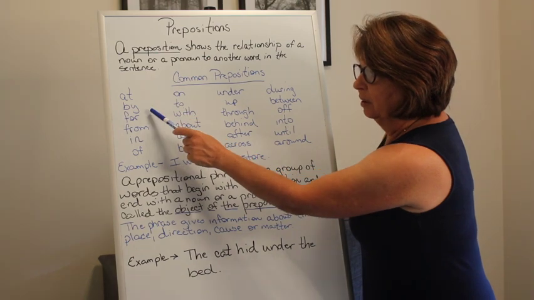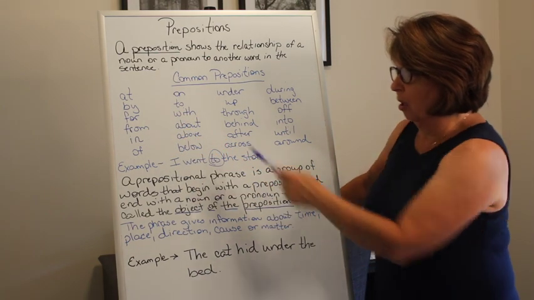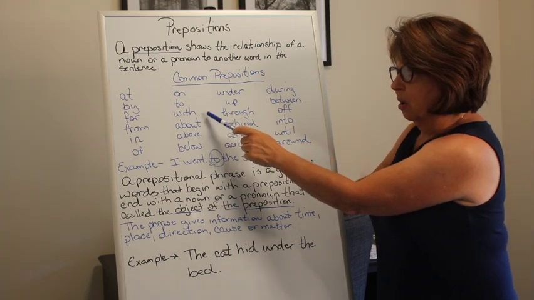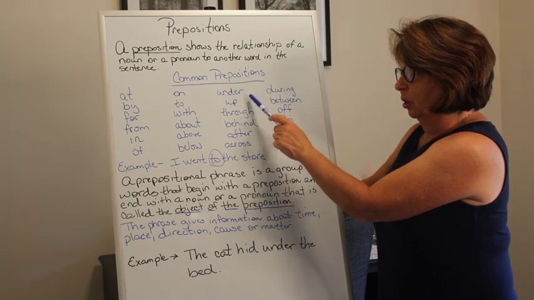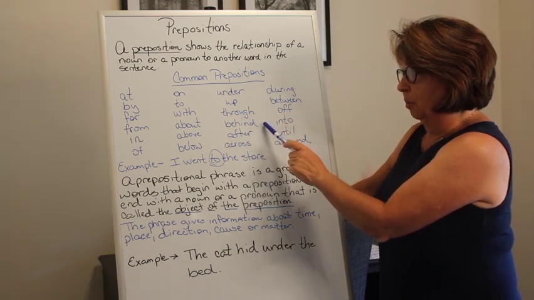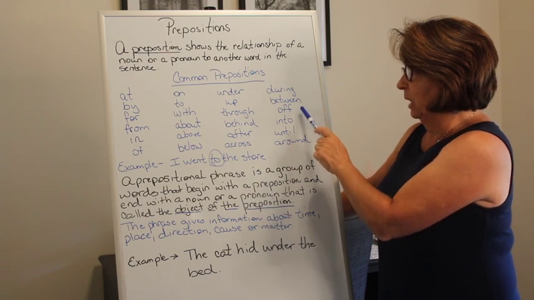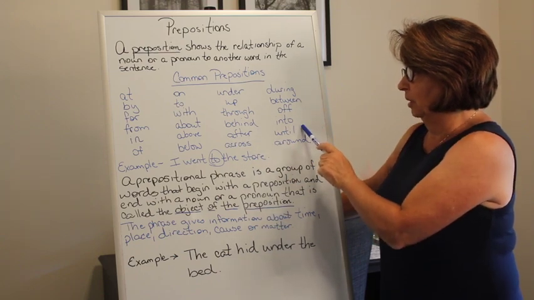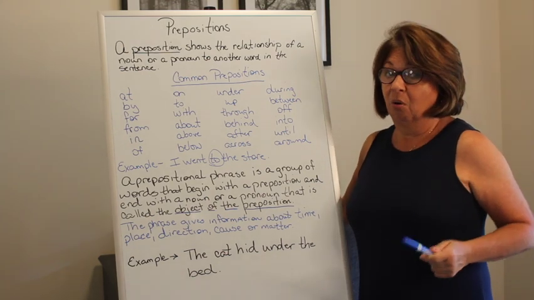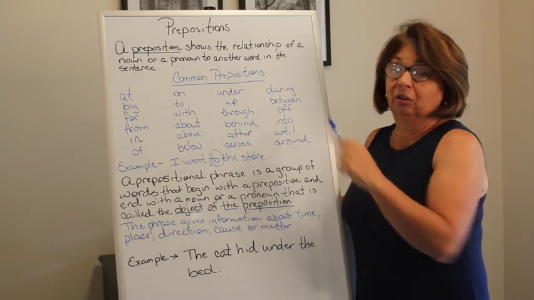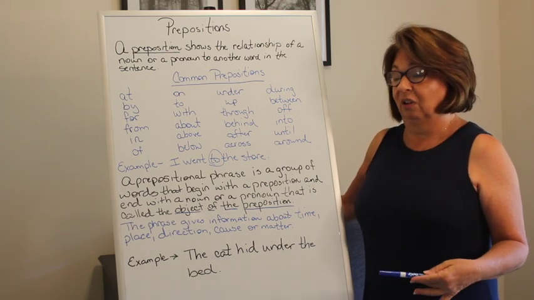We have at, by, for, from, in, of, on, to, with, about, above, below, under, up, through, behind, after, across, during, between, off, into, until, and around. Now remember, this is some of the most common. There are others. So this might be a good list for you to look at and not memorize, but just familiarize yourself with it.